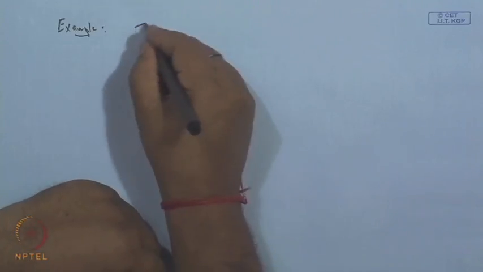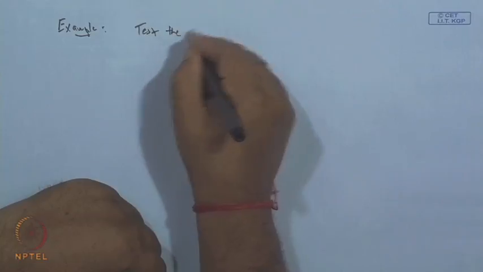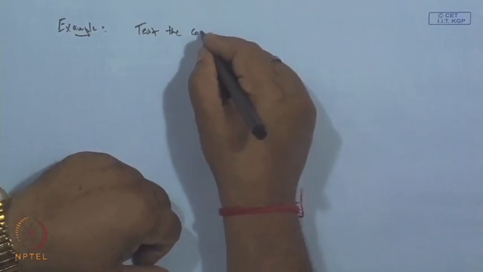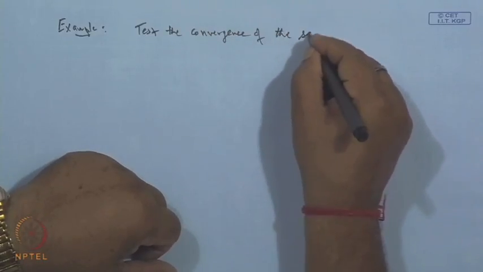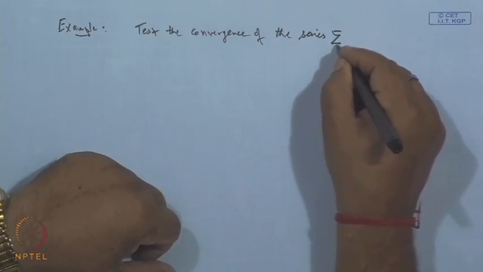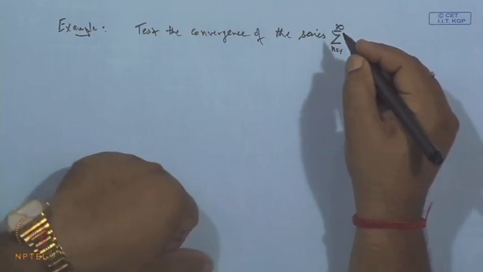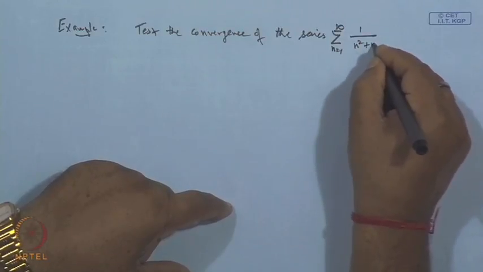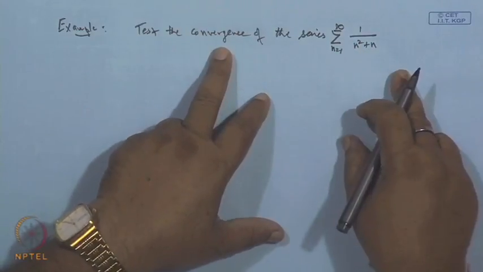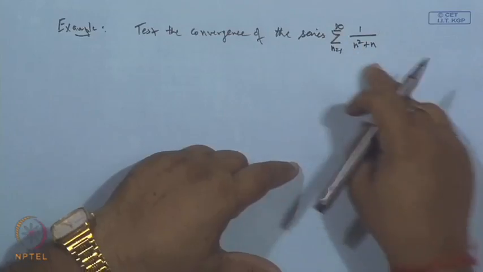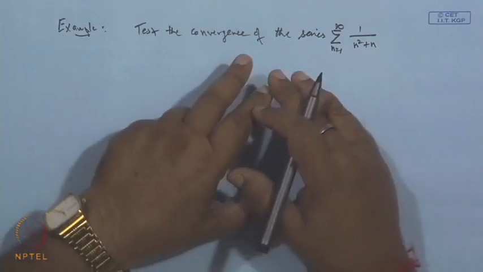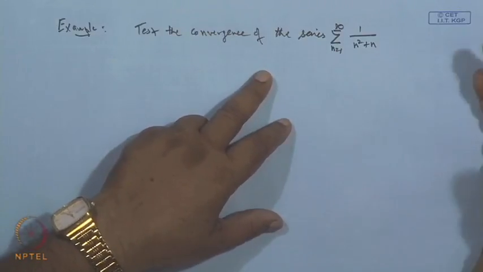Suppose I wanted to test the convergence of the series sigma n equals 1 to infinity of 1 over n squared plus n. Now, when we say test the convergence of the series, it does not mean we only test the convergence part. It means we have to see whether the series is convergent or divergent. The way of writing is "test the convergence", but it includes both.